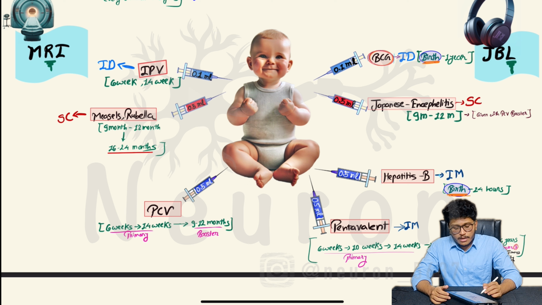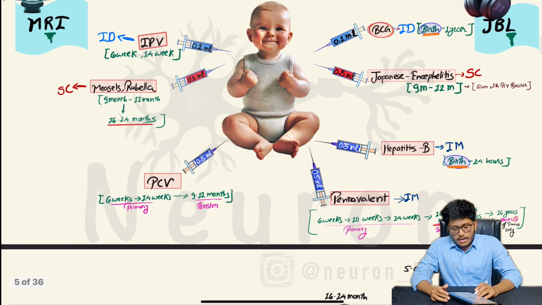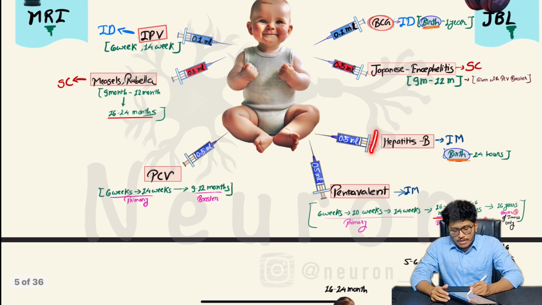Now let's move to the intramuscular vaccines which are given in the leg. So in the left leg, the hepatitis B vaccine is given, and it is given at the time of birth. If it wasn't given at the time of birth, it can be given within 24 hours.